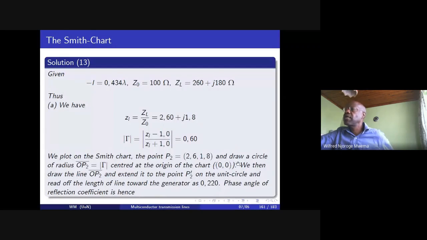This you can go and try, and I've already solved this problem, so it's for you to try and see whether you get these values here. You are experts at using the Smith chart already, I've been told.